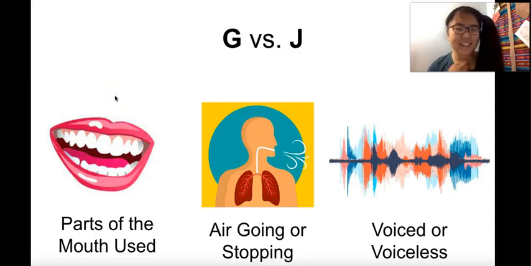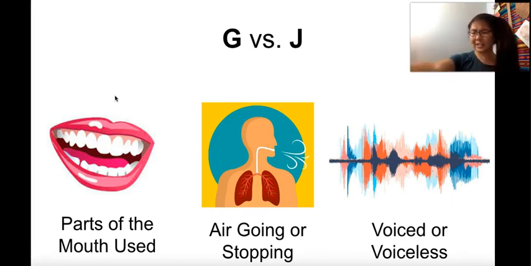Hello students! Today we're going to talk about the G and the J sound. We'll talk about the parts of the mouth we use, how the air flows through our system or doesn't, and whether or not these sounds are voiced or voiceless.